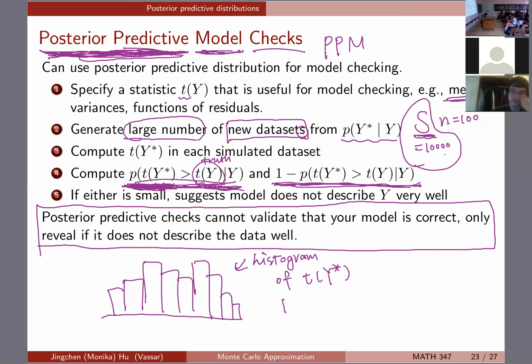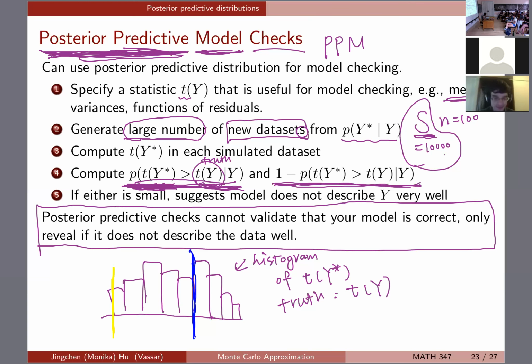So the truth is T(Y). Let me ask you, if my truth is here, is it good for the model? If the truth is not that different from the majority, that tells us the model is actually doing an okay job, right? And then what if the truth is here? Then that's probably not good, right?